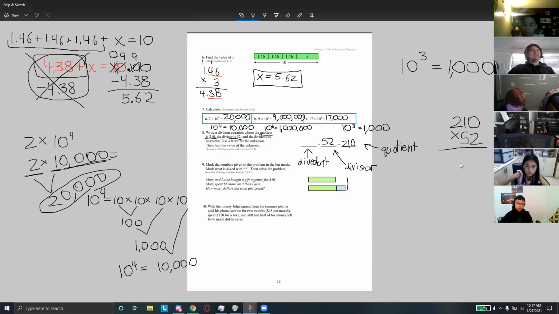And so, see, I'm just going to do the multiplication. Right, I'm doing the opposite. The opposite of multiplying is divide. So instead of doing some number divided by 52 is 210, I'm going to do 210 times 52 is some number. Great, so 2 times 0 is 0. 2 times 1 is 2. 2 times 2 is 4.